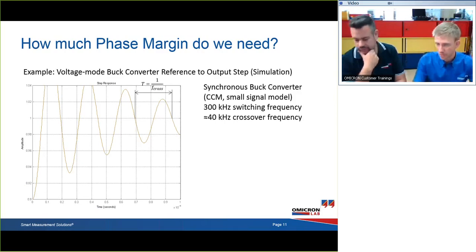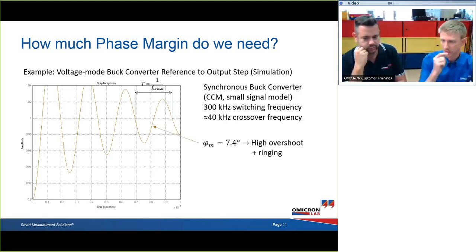And from the ringing at the step load response, we can also derive the crossover frequency by measuring the period of the ringing, and then dividing one over the period, that's the crossover frequency. In this case, the system was designed to have 7 degrees of phase margin. So that ends up in high overshoot and ringing, and this is of course undesirable.